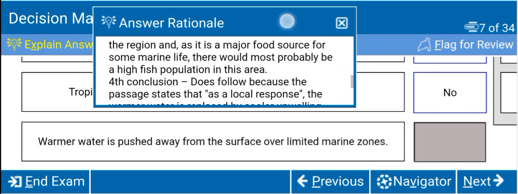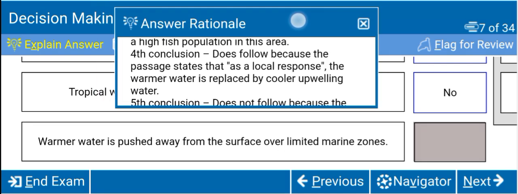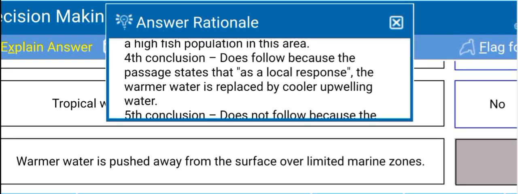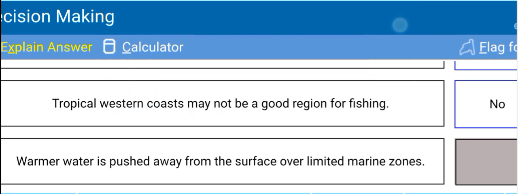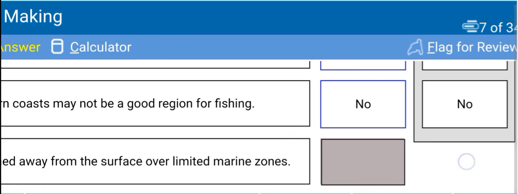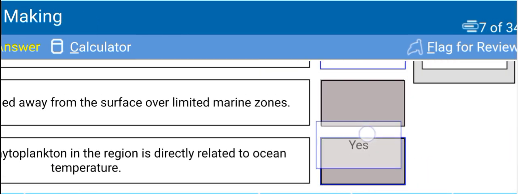Next we have the fourth conclusion. It does follow because the passage states that as a local response, the warmer water is replaced by cooler upwelling water. So the fourth conclusion does follow, so we will drag a yes and drop it here.